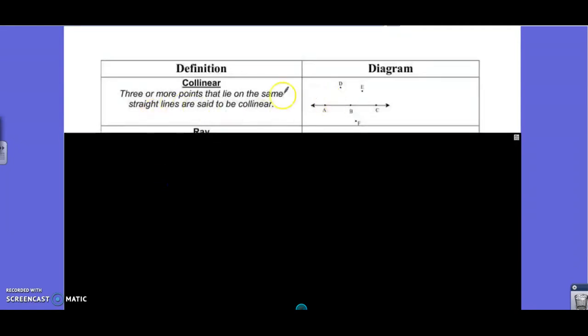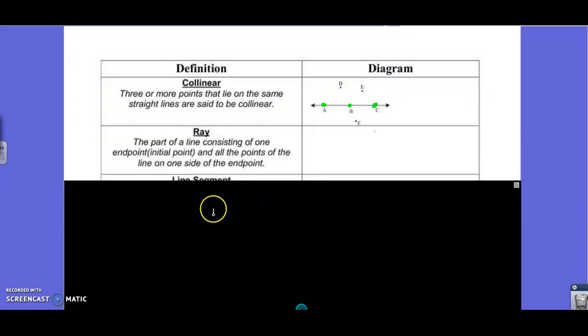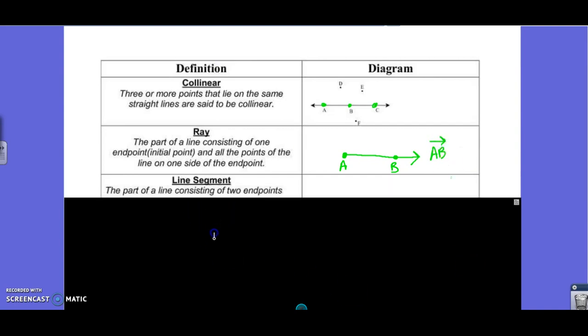Collinear: 3 or more points that lie on the same straight line. In this case, A, B, and C are all collinear. Not much to that definition. A ray is the part of a line consisting of one endpoint and all the points on the other side of that endpoint. So a ray stops. A ray might be labeled like this. We might call it ray AB and label it like this because it stops on one side.